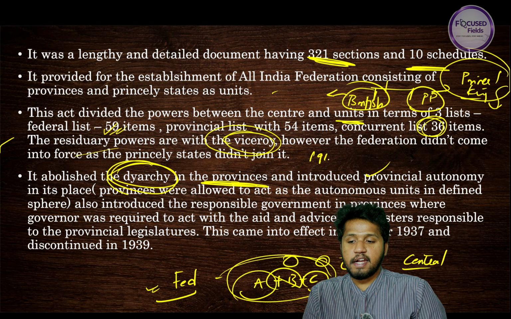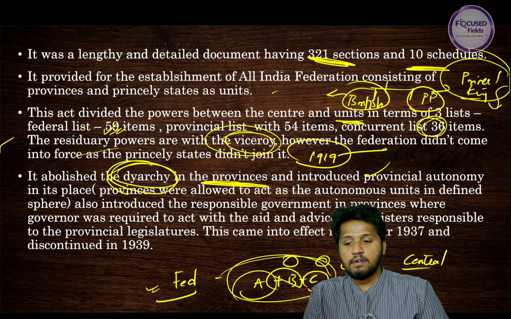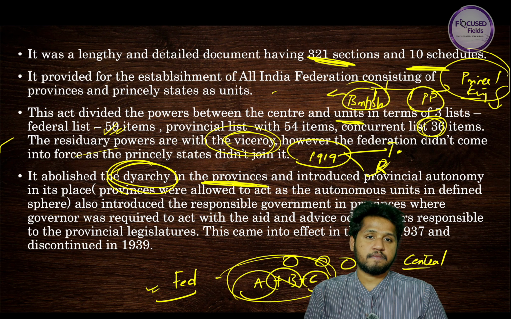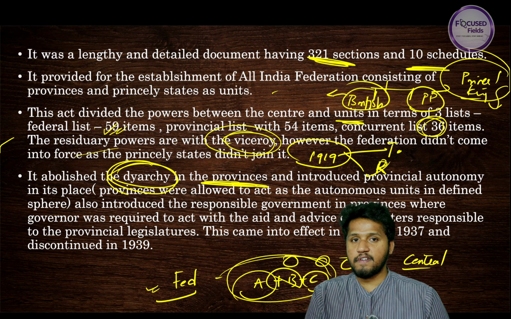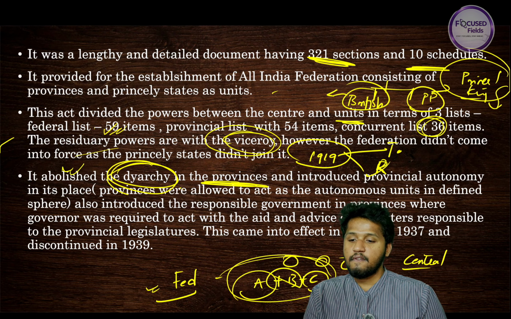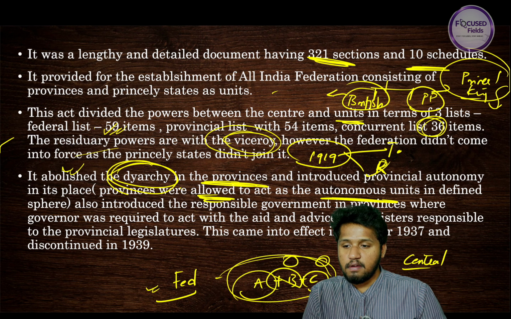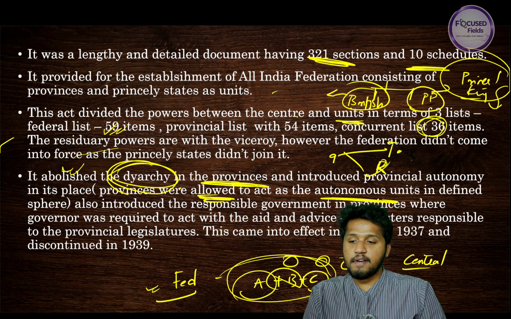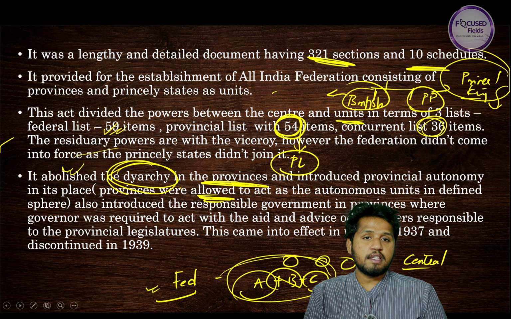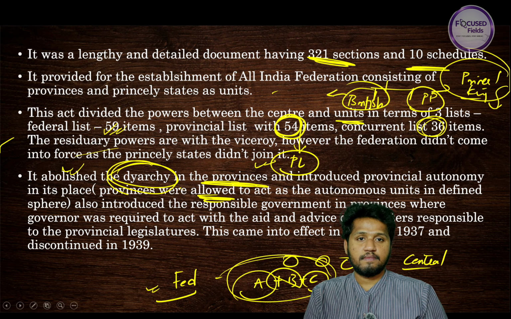In the Government of India Act 1919, it launched a provision of Dyarchy at a provincial level with two subjects, transferred subjects and reserved subjects. As we discussed in the beginning of the video, it abolished the provision of Dyarchy in the provinces, where provinces were allowed to act as autonomous units. Autonomous units in the sense, if you see the above lines, in the provincial list there were 54 items. Decisions regarding these 54 items can now be made by provinces alone.